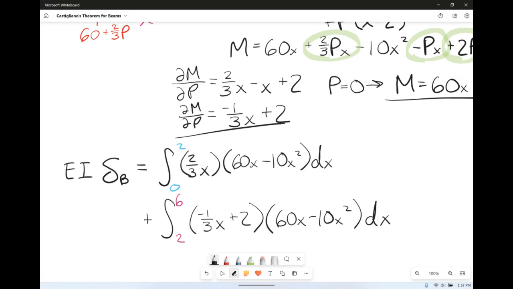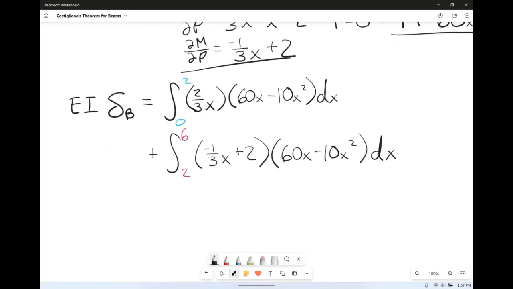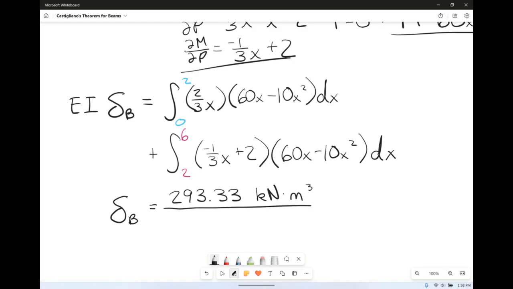So not quite as fun to solve for, but still not bad. So you're going to get the deflection at B is equal to 293.33, again this is kilonewtons times meters cubed over EI. But remember, we know E, we know I. E was 200 gigapascals, so times 10 to the 9th. Pascals are newtons per meter squared. I was 150 times 10 to the 6th millimeters to the 4th.